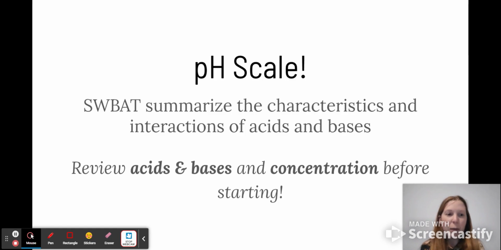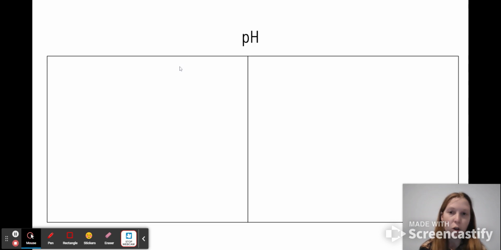Everyone, today we're looking at a lesson on the pH scale. By the end of this lesson, you should be able to summarize the characteristics and interactions of acids and bases. So, please make sure to review acids and bases as well as concentration before you get started.